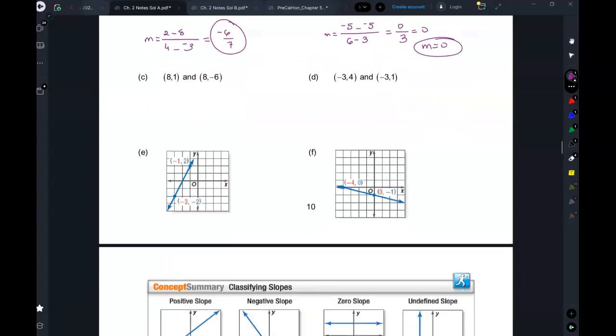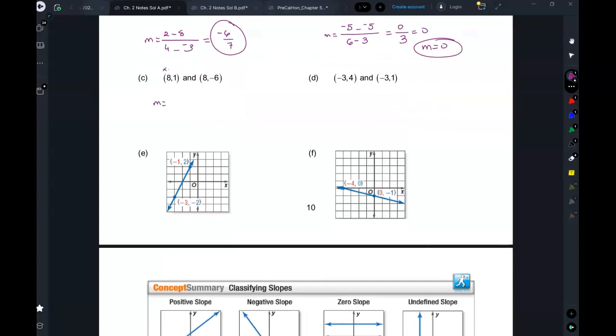So here, m equals, x1, y1, x2, y2. Negative 6 minus 1 over 8 minus 8. So in the numerator, tell me. Negative 7 over 0, which is how much? No solution. It's undefined, because you can never divide by 0. So this is undefined, because you have a 0 in the denominator.